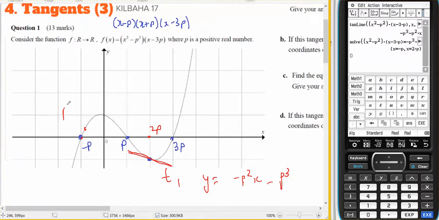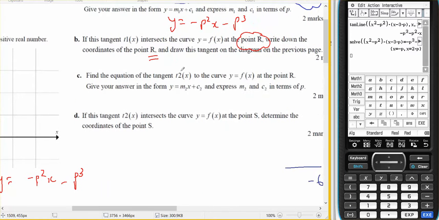So point R must be minus p and 0. And if I could draw t1, it's going to look like that. That's going to be at minus p cubed, and that's point R, which is minus p and 0. So point R is minus p and 0. Find the equation of the tangent t2 of the curve at R.